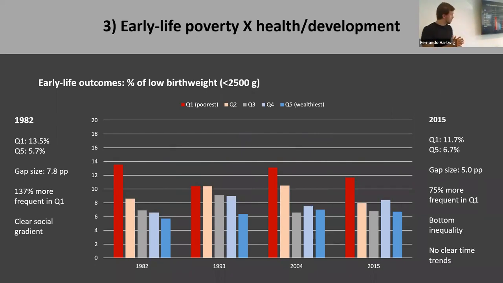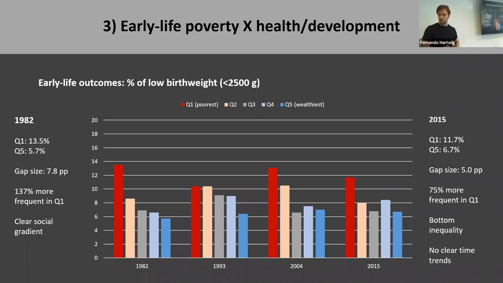So now the same thing, just changing the outcome. Instead of looking at antenatal care visits, we're looking at the prevalence of low birth weight, which is an indicator of poor development in utero. Of course, it has limitations, but let's just stick with that. In 82, what do we see? A clear social gradient as well. So much more common in the poor compared to the richest subgroup of the population, right? And this is a bad outcome. So that's why the association is reversed in comparison to the previous one.